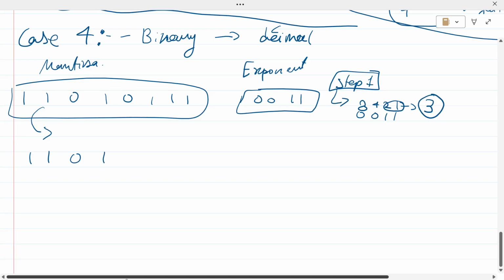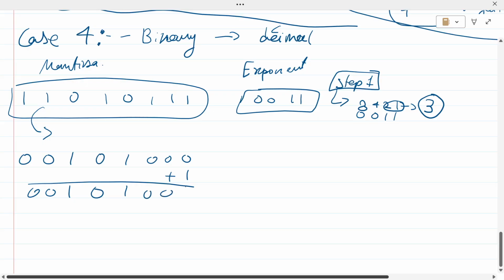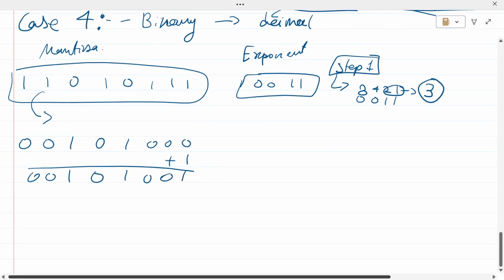That is going to be 1 1 0 1 0 1 1 1. You know what? Let's just invert it, okay? Let's just take the 2's complement. That would be 0 0 1 0 1 0 0 0, and then you add a 1 in here. You get yourself 0 0 1 0 1 0 0 1. Okay? This is what you have.